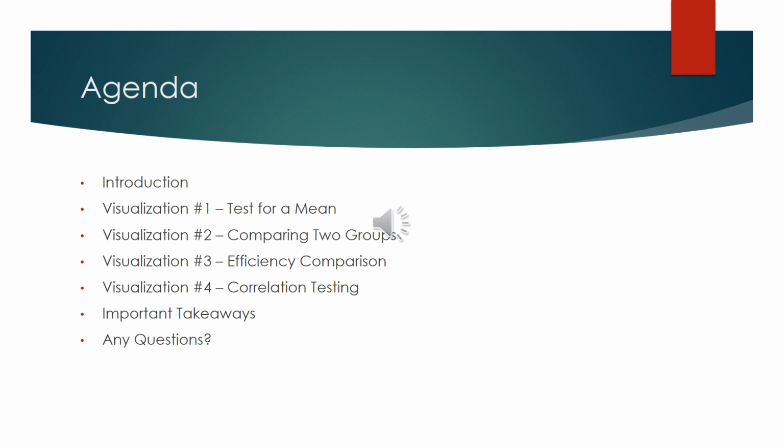The agenda slide goes as follows. I'm going to start with the introduction, followed by Visualization 1, test for mean. Visualization 2, comparing two groups. Visualization 3, efficiency comparison. Visualization 4, correlation testing. Next slide after that will be important takeaways. And the final slide will be any questions.